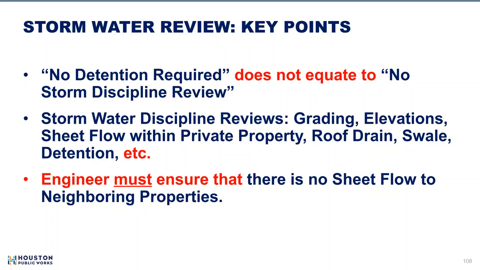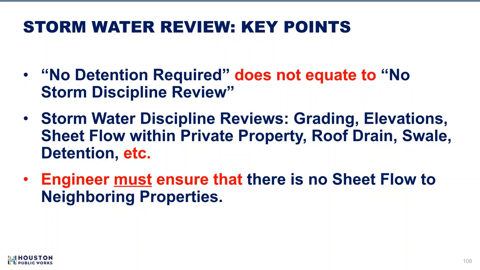We have a huge group of storm reviewers in here. What they review is the grading, the elevation, the sheet flow within the private property, the roof drain, the swales, and the detention. So other than the detention, if detention is not required, they still need to review the grading and the elevation. And so why do we want to do that?